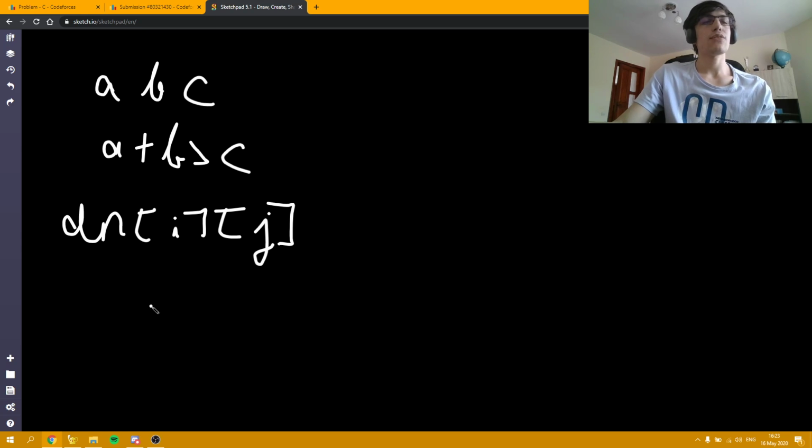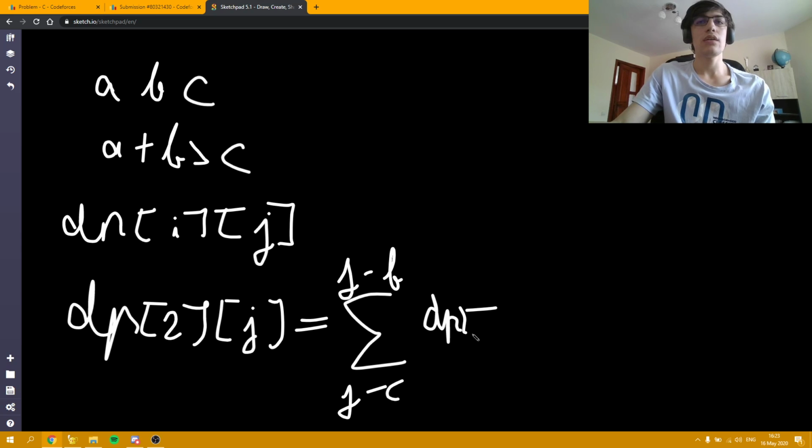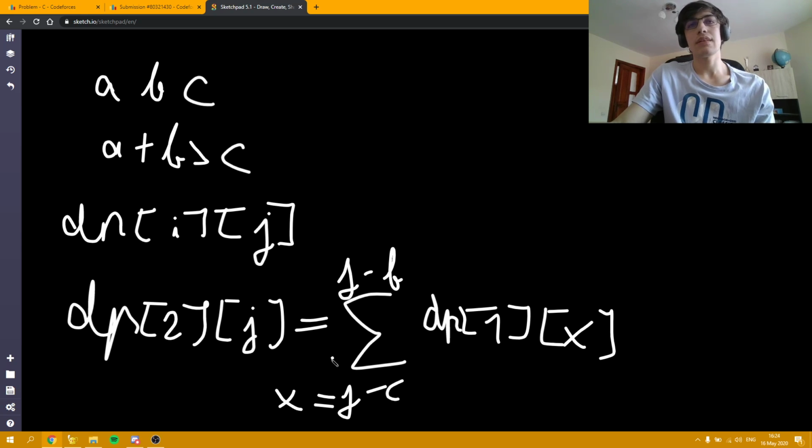Since the length of the side has to be between B and C, for a given line, dp of 2, j will be as simple as follows. The sum between j minus c and j minus b of dp of 1 and x, where x is the term here. This symbol is the mathematical representation of the sum. So I'm basically computing the sum between the positions j minus c and j minus b, where b and c are the letters given in the statement, not the ones I have used here to define a triangle.